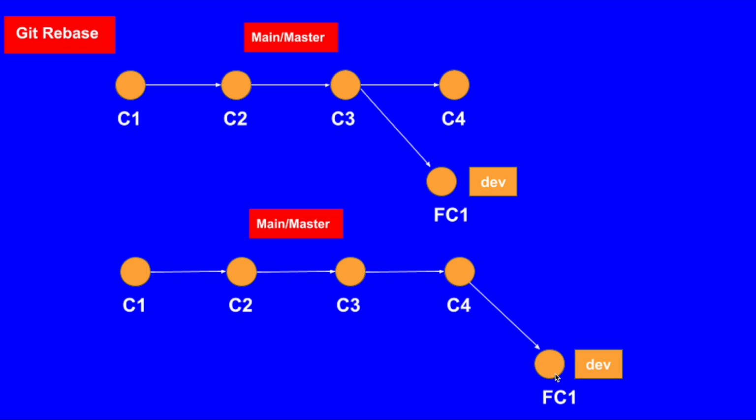Now in order to make my feature branch up to date with the latest commit, I can do the git rebase. The git rebase command has to be executed from the feature branch to the master branch or the target branch.